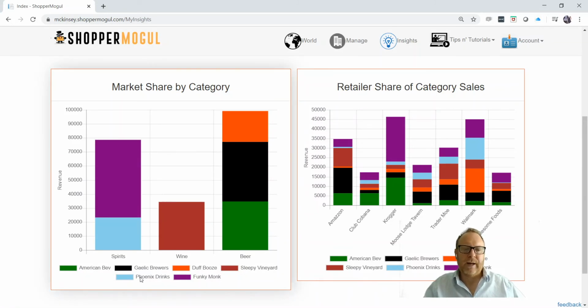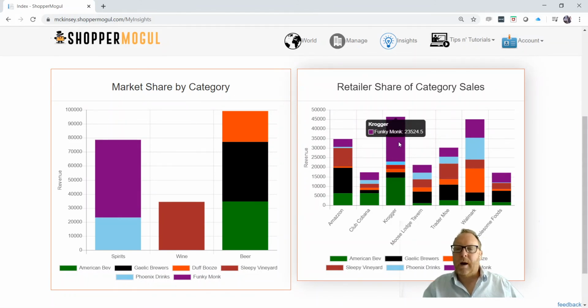We can see in this case that actually only one company is making any sales in the wine segment at the start of the game. Over on the right, we get a similar breakdown against retailers. So we can see that Funky Monk are by far and away the largest supplier to Kroger, who are the largest retailer in the game. But in many other shops, they're not. They're really only winning in that retailer.